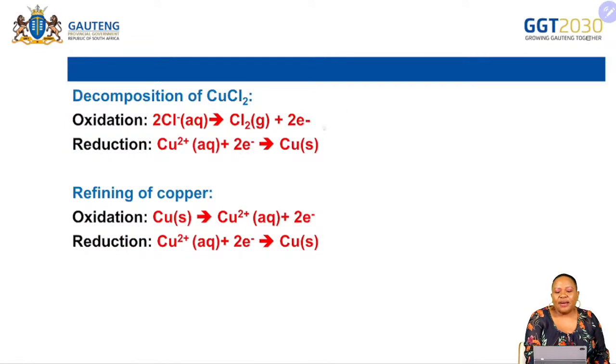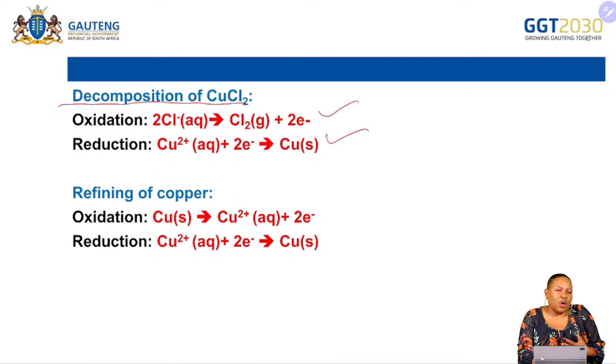And this is the summary of oxidation and reduction for each cell. Like if you are given decomposition of copper chloride, you know that this must be your oxidation half reaction, and this must be your reduction half reaction. Even if you don't know exactly what is happening, the oxidation and the reduction half reactions will always be the same. You will already know them. When we do refining of copper, this is the oxidation half reaction, where impure copper forms copper ions, and copper ions form pure copper. So this is the oxidation, and this is the reduction summary.